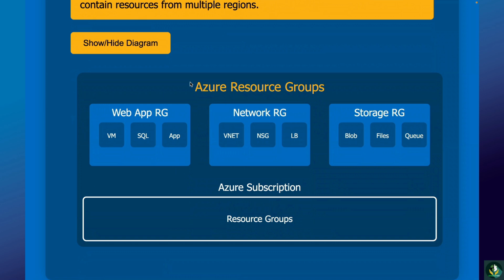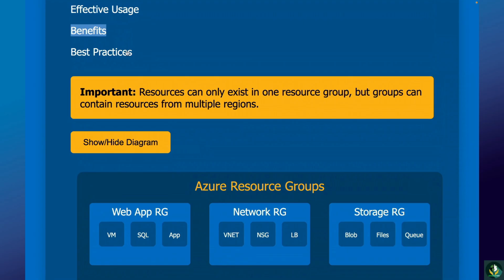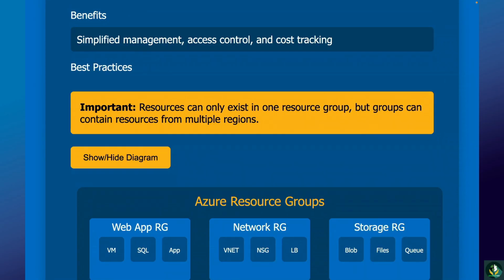So as you can see, I've got here an Azure subscription containing resource groups and separate resource groups for separate purposes, like all resources related to the web app are kept together. All resources related to network are kept within the network resource group, and all resources related to storage are kept in the storage resource group. Now let's take a look at the benefits of using resource groups.